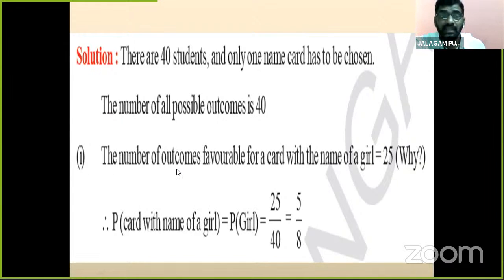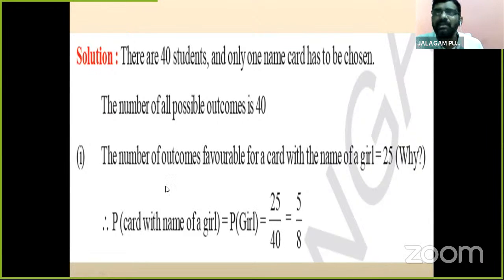The first one is what here? The number of outcomes favorable for a card with the name of a girl. When we pick up a card, it should be the name of a girl. How many favorable outcomes? This is also given. How many total girl names are there? 25. So the number of outcomes favorable for a card with the name of a girl is 25. Possible outcomes and favorable outcomes are both there.